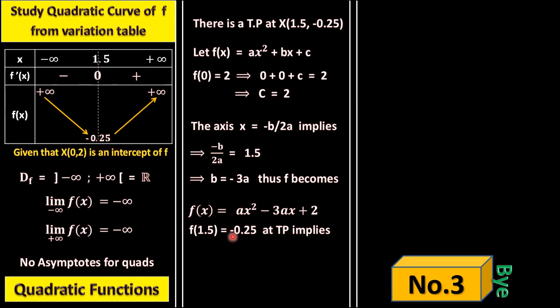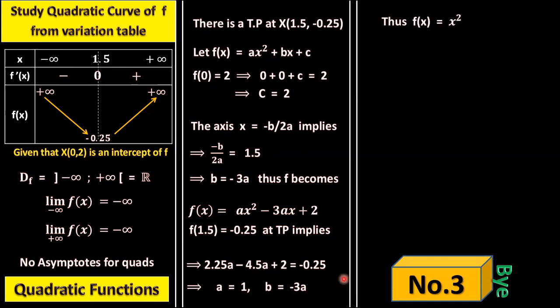So we substitute this in this function, we are going to have 2.25a, that is 1.5 squared, which is 2.25, times a, minus 3 times 1.5, minus 4.5a, plus 2. That should be equal to negative 0.25. When we solve for a here, it is going to give us 1. And since we know that b is equal to minus 3a, our b will be equal to minus 3. Therefore, we have obtained this quadratic.